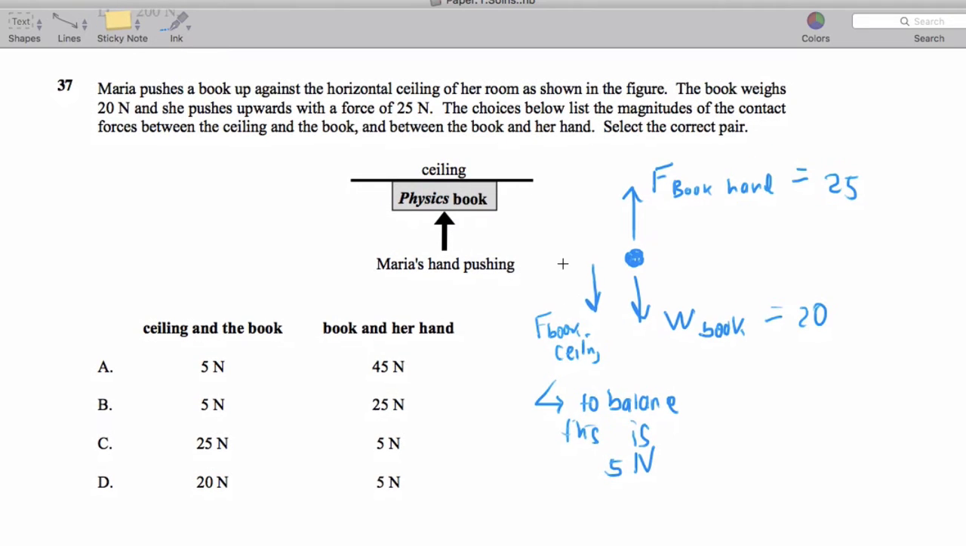So let's see what choices we have. Ceiling and book, 5 newtons. Book and her hand, 25 newtons. So that gives us choice B in order to balance the forces with the book.